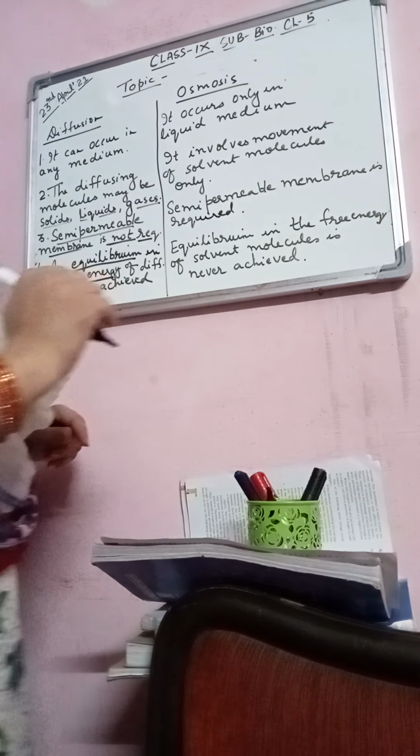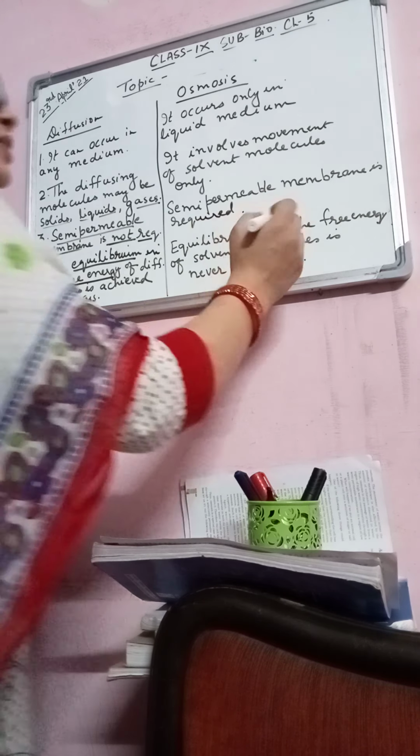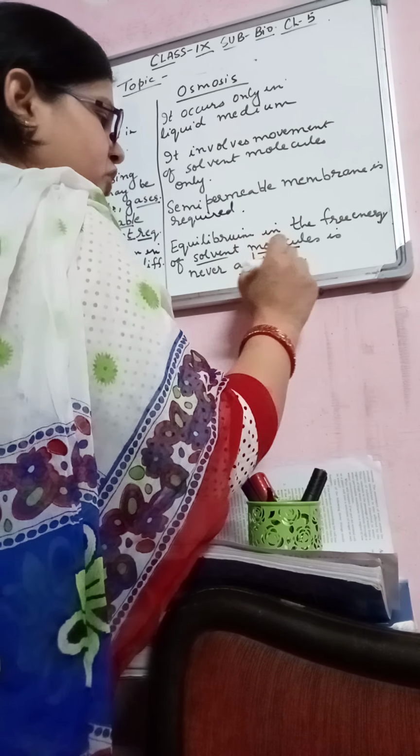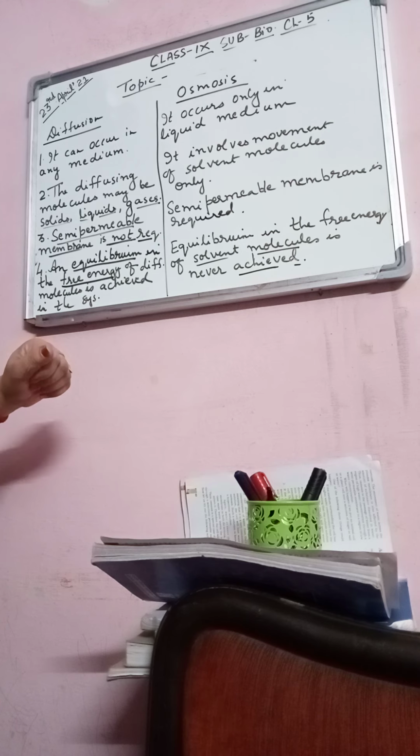Whereas in osmosis, equilibrium is not achieved, is never achieved, है ना? Equilibrium कभी भी हो सकता है, never. So equilibrium in the free energy of solvent molecules is never achieved, students. So these are the important points of the differences between diffusion and osmosis, right?